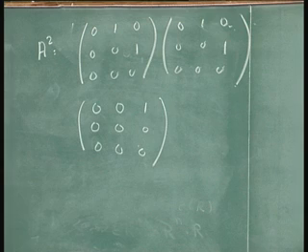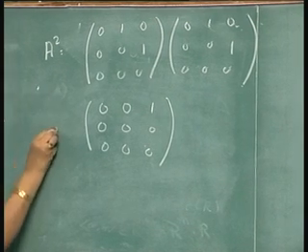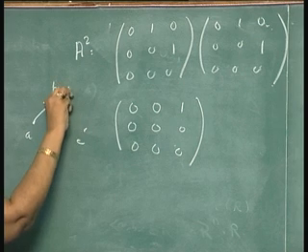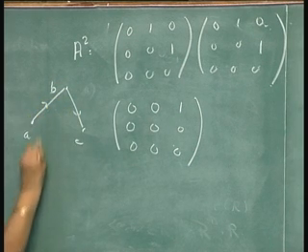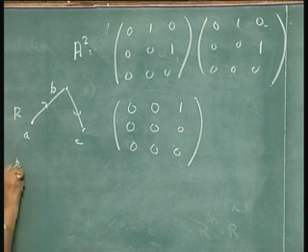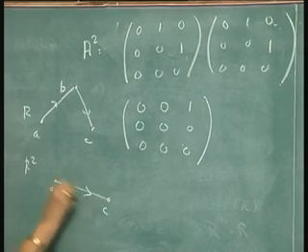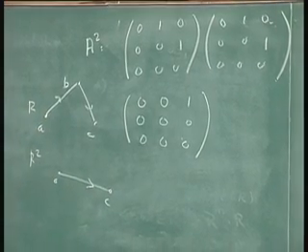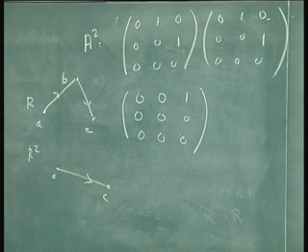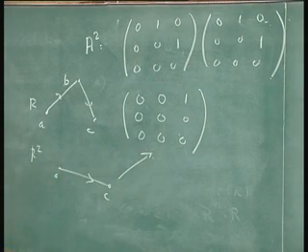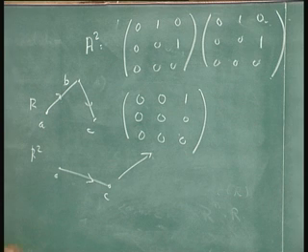Now, if you consider the graph or the binary relation A, B, C, this is R. R squared consists of only one arc between A and C. Any path of length 2 is replaced by an arc. So, R squared has this, which is represented by this matrix. Now, what about R cubed?